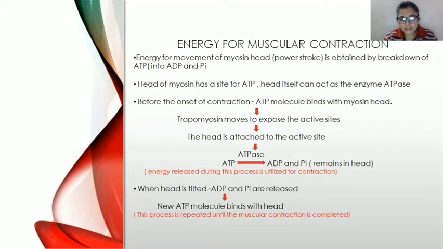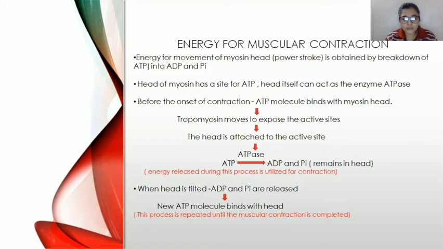Now we're going to see energy for muscular contraction. So what happens at the molecular level in terms of energy during muscle contraction? As we can see, there is movement of the myosin head, which we studied earlier, called the power stroke. There is breakdown of ATP into ADP and inorganic phosphate. The head of myosin has an active site for ATP to bind, and that head acts as the ATPase enzyme itself, which catalyzes ATP into ADP and inorganic phosphate.